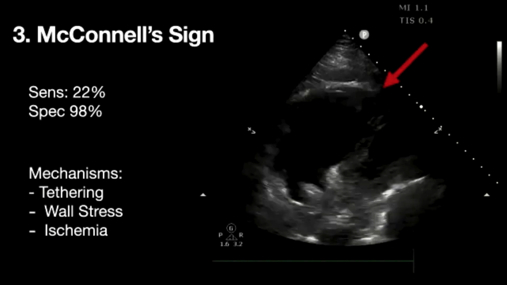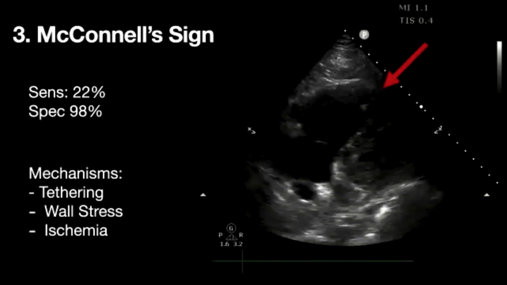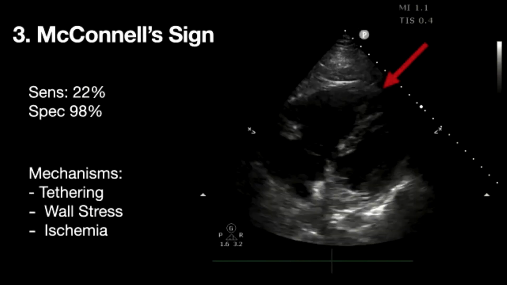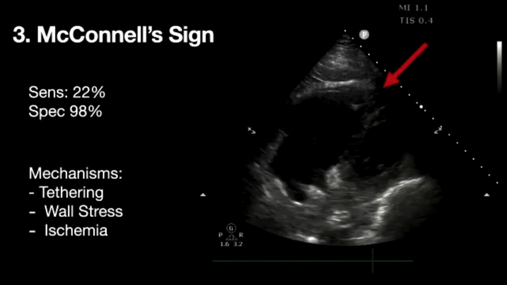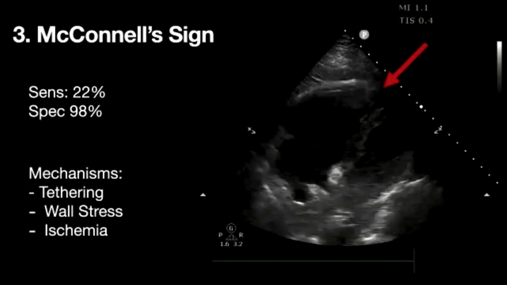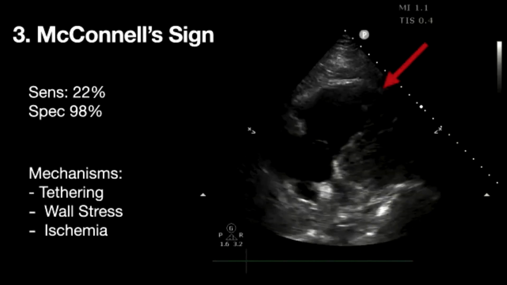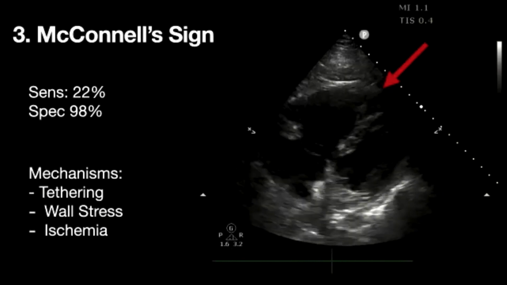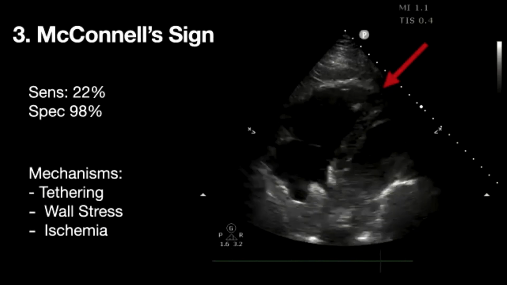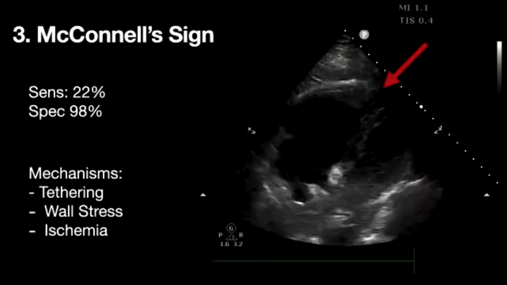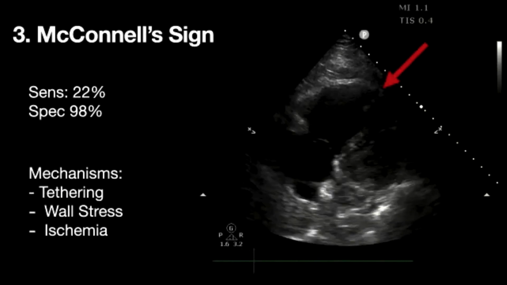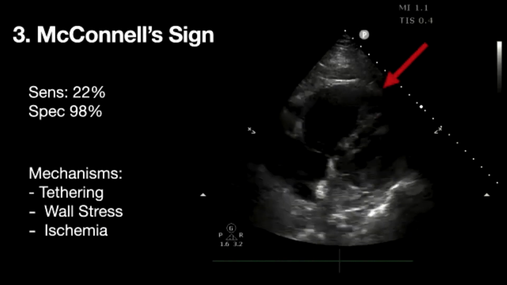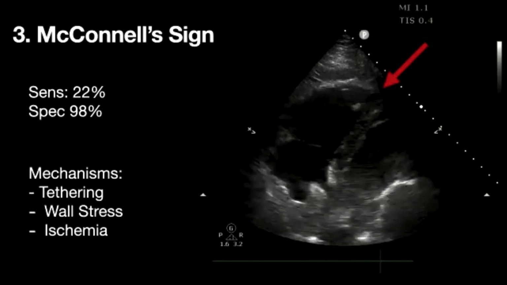And this is McConnell sign, and there are multiple mechanisms that have been suggested as to the cause. And maybe Ashish, you can weigh in on where you land a little bit on this one. But there are multiple mechanisms. One is that the RV apex is physically tethered to the LV. And so when that LV is still contracting, it's going to pull that RV apex with it. But the rest of the free wall, since it's not tethered, has nothing to make it move, right? So there's that tethering mechanism. The other mechanism, the wall stress mechanism, goes along with the ischemia.